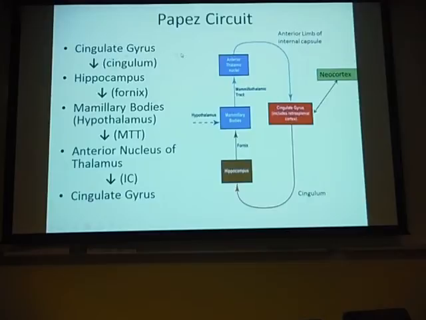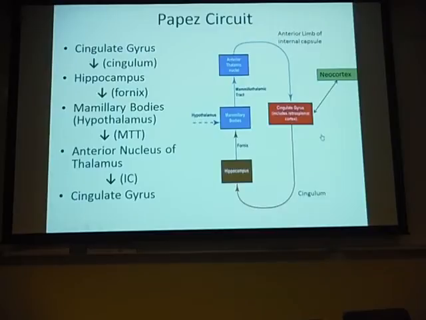And the other structures he identified in the circuit, I'll just go down the list, actually go through the model: the cingulate gyrus projects to the hippocampus via the cingulum, which isn't really important for you to know, but it's just a white matter tract that connects the cingulate gyrus to a variety of limbic structures. The hippocampus via the fornix projects to the hypothalamus, again, sort of mammillary bodies and hypothalamus. From the mammillary bodies, via the mammillothalamic tract, it projects to the anterior thalamic nuclei, back to the cingulate gyrus via the anterior limb of the internal capsule.